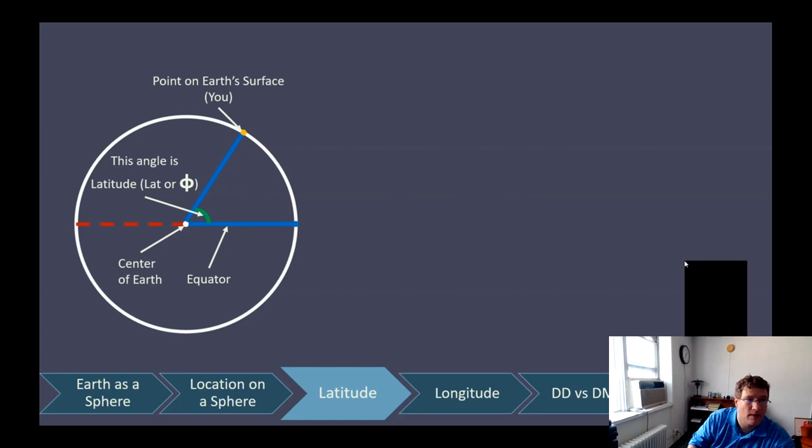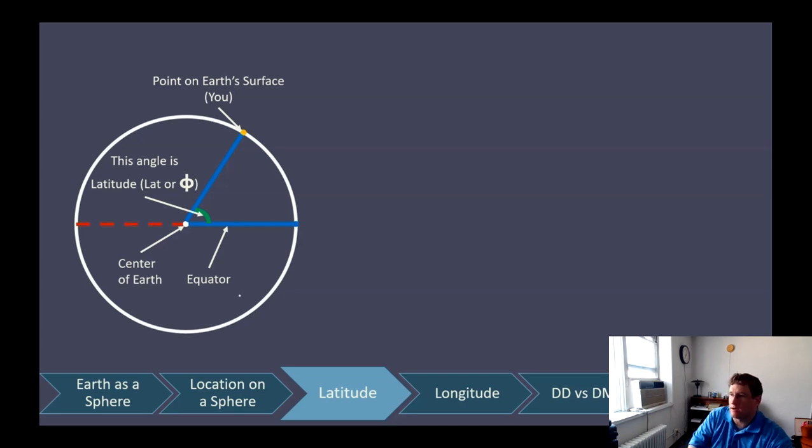So let's talk about this latitude, or phi, in a little bit more detail. We already know that latitude measures your angle relative to the equator north or relative to the equator south.